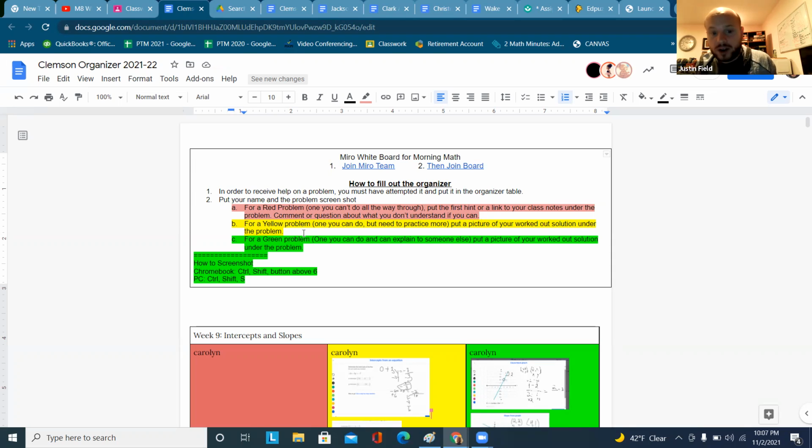A yellow and green problem, all you need to do is put a picture of your worked out solution. And so what that does is it's the solution in your own words. So that helps me understand if you understand, but it will also help you the next day in class help someone because you'll have your solution right there in the organizer and you can talk to them about what you wrote and that will really help them and it'll help you.